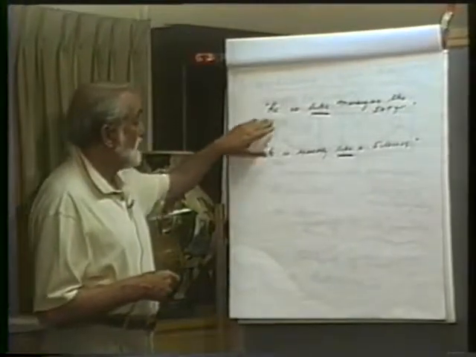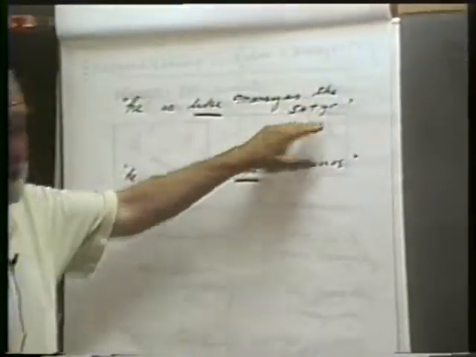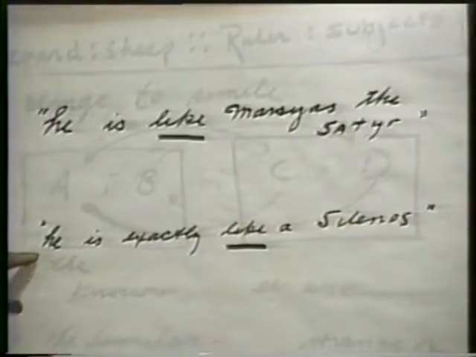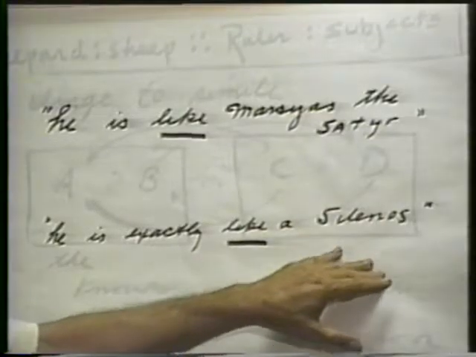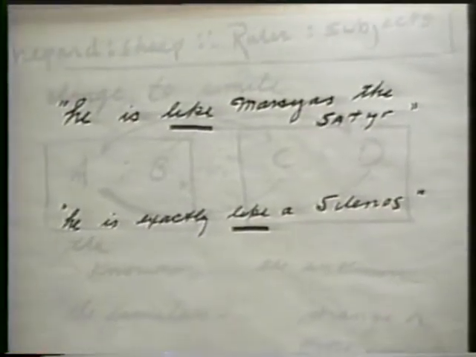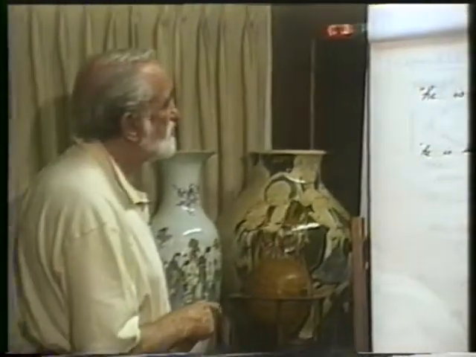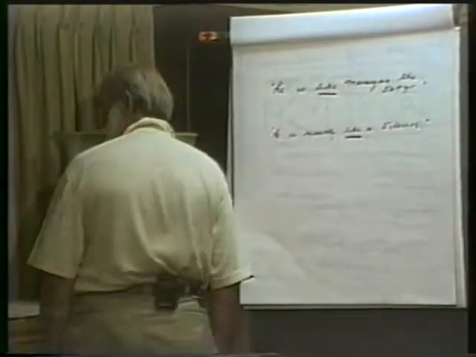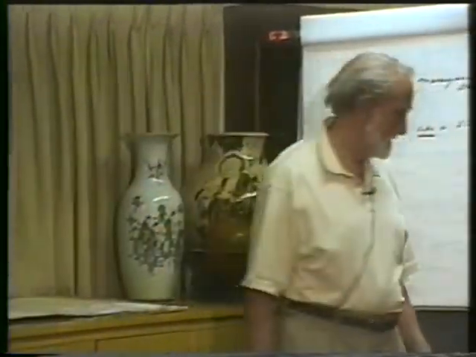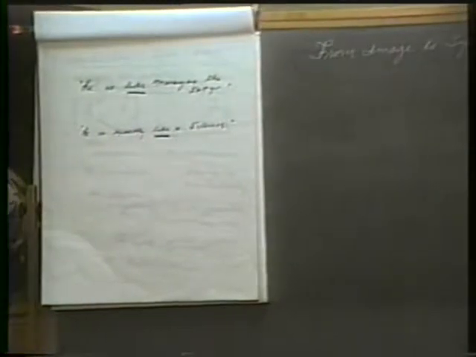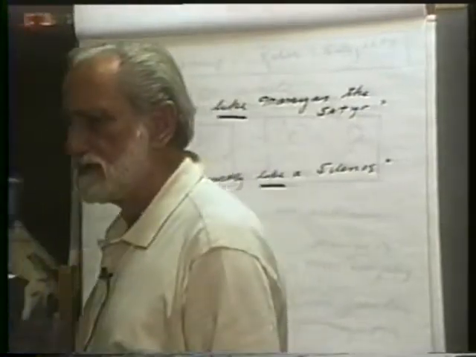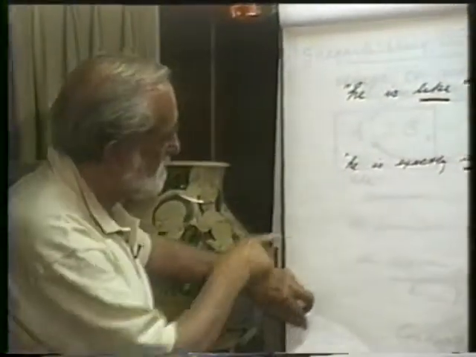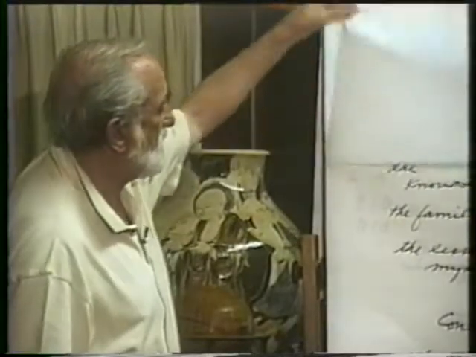So he tells them, he is like Marsyas the satyr. Then again, he says, Socrates is exactly like a Silenus. Now, does that make Socrates a symbol? No, that makes him a likeness. Therefore, we have to play with a couple of ideas on how you can go from metaphor to likeness, to simile, to symbol. So let me leave that for a moment.